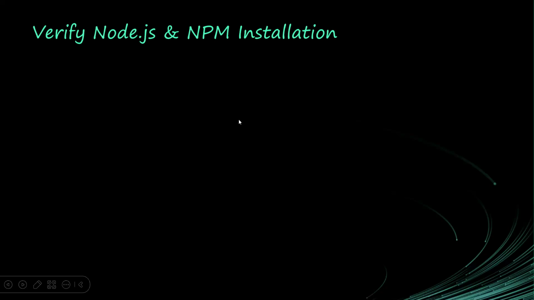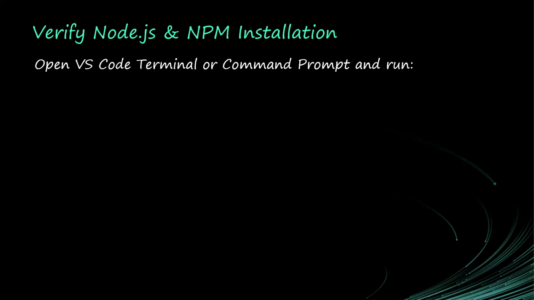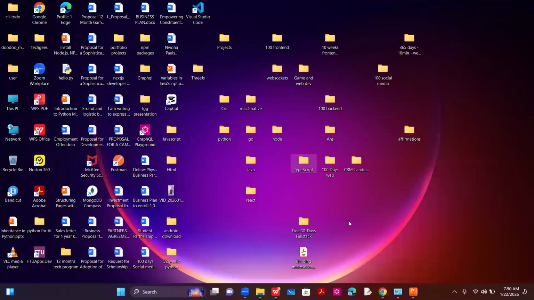So now, how do you verify that your Node.js and your NPM installation is correct? Open VS Code terminal or command prompt and run these two commands. So this is what I'm going to do. I'm going to open VS Code from anywhere at all. For now, I'm not working on any project, so I just want to have access to the terminal of VS Code. So I will double click on my VS Code shortcut.